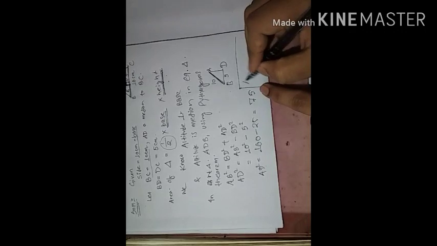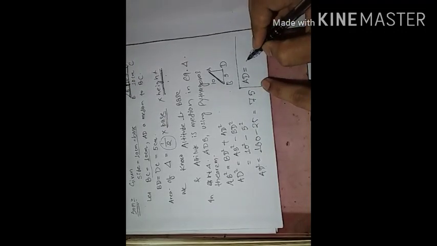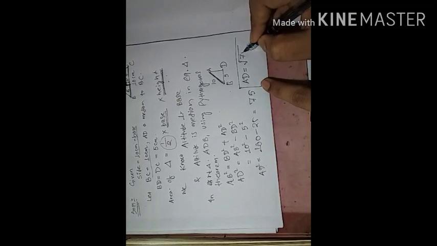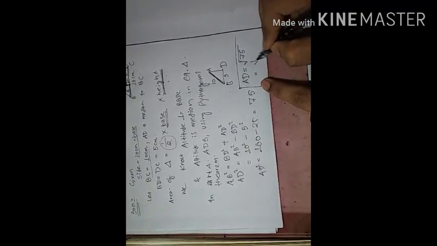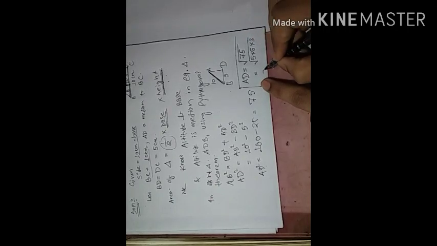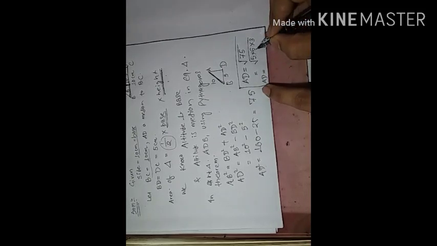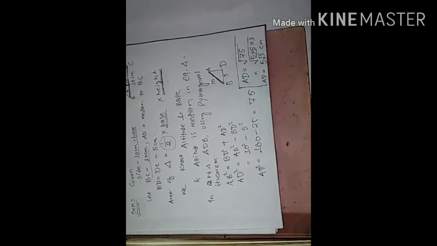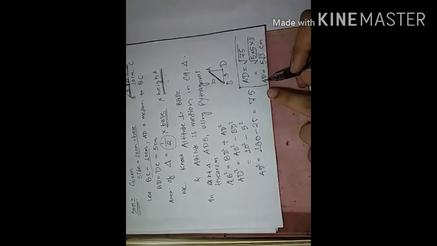Now AD will become how much? It will become under root 75. Now under root 75 can be written as 5 into 5, which is 25, and 25 into 3 is equal to 75. So since 2 fives are there under the root, we take out one 5. When there are 2 of the same number under root, 1 number comes out, so 5 comes out. Only 3 is there, so 3 remains like this. So AD is equal to 5 under root 3 centimeters. So this is our altitude.